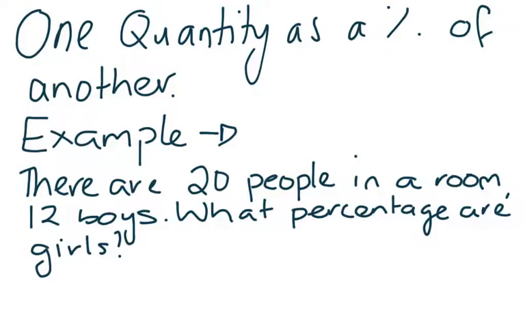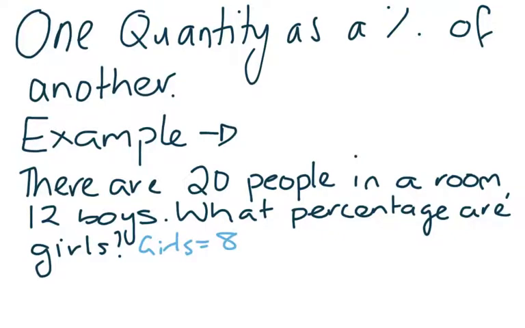Okay, so just a couple of examples on one quantity as a percentage of another. Again, that's like a test score or something like that, where you've got one quantity divided by another quantity, and then we change it to a percentage by multiplying by 100. So an example of that is there are 20 people in a room, 12 of them are boys. What percentage are girls? Okay, so to start with, we need to know how many girls there actually are.